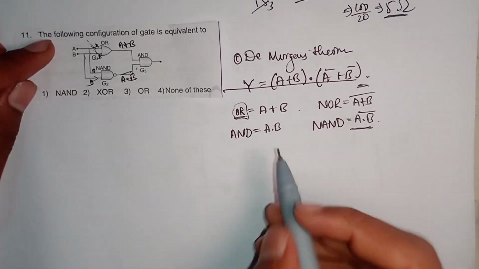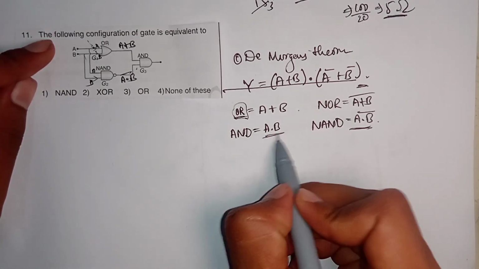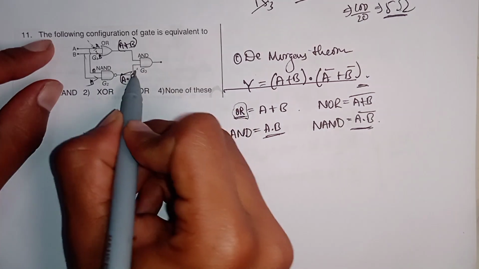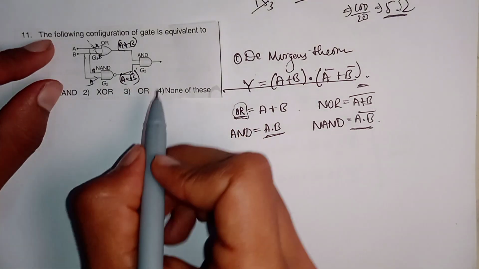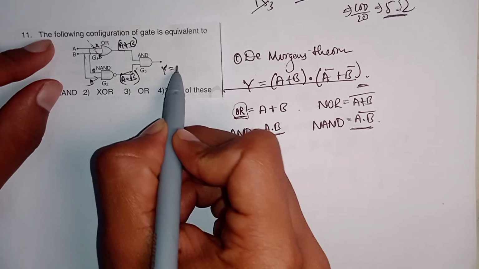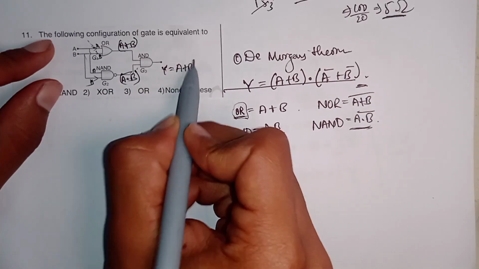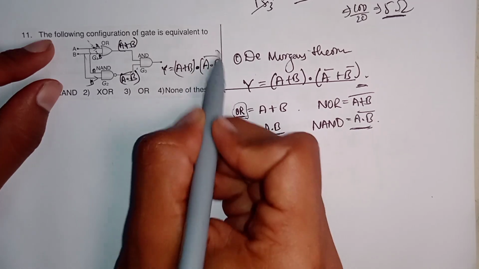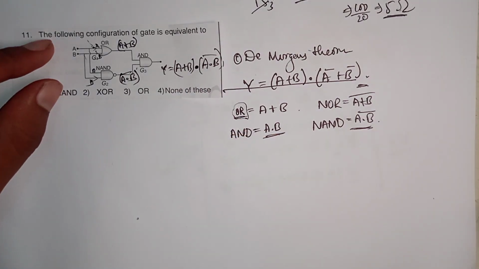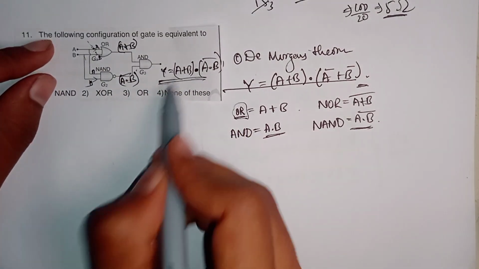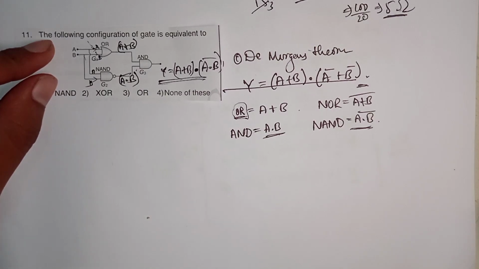What is the AND gate? Whatever the inputs are, we have to put A dot B. That means if you consider this as A and this as B, then the output will be Y is equal to (A plus B) dot (A dot B) bar. This is the output we are getting, and we have to solve that output and see which gate it is matching.